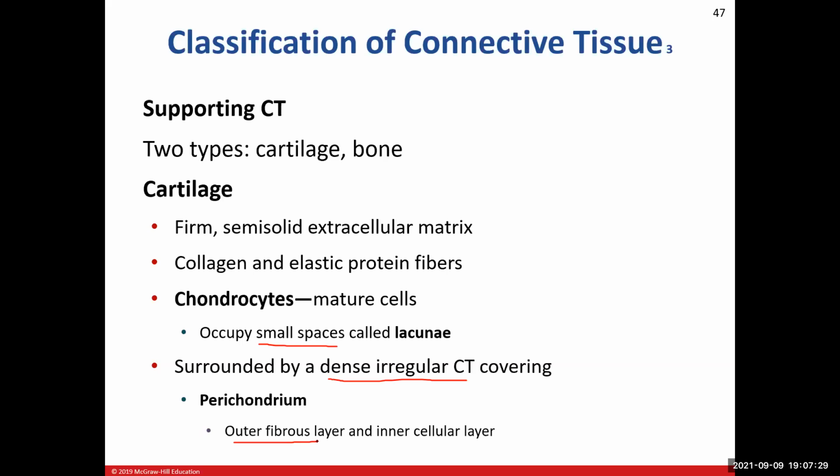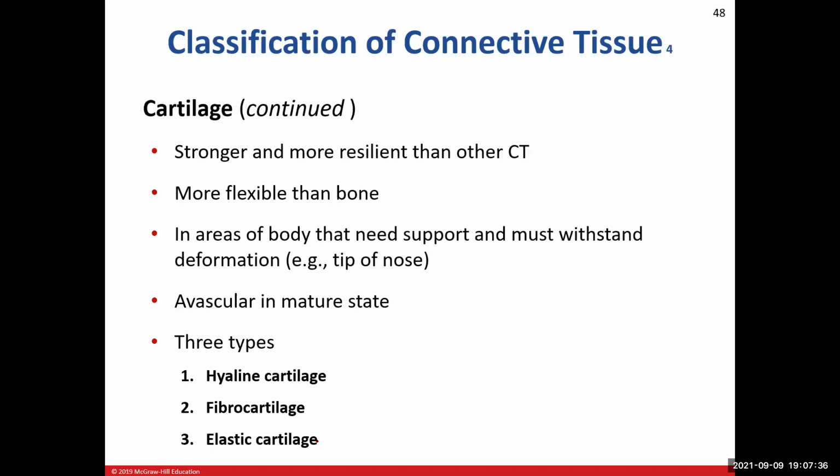Perichondrium, two layers. Same for bone. The outer covering of bone is called the periosteum. Same thing. So cartilage is tough. It's really strong. That's why we classify it as supporting connective tissue, because it can help support structures. Like I said before, there's higher elastic protein fiber content to it, but it also has a little bit more water content, which gives it more flexibility than bone.